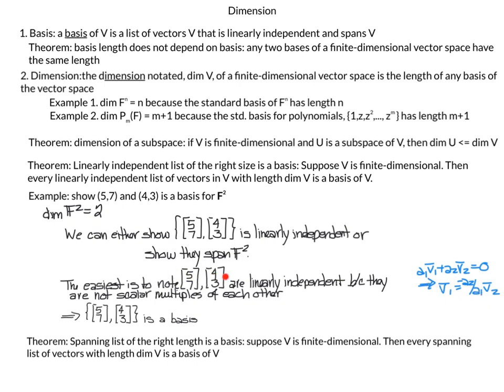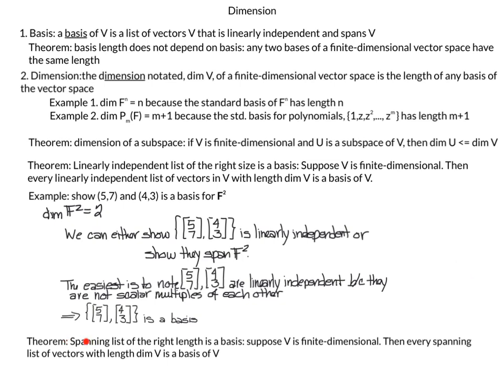And remember, the reason why it needs to be non-trivial is so that this division is not by 0. Here you can see these two vectors, (5,7) and (4,3), are not scalar multiples of each other, and therefore they're linearly independent. So it's easiest to note that (5,7), (4,3) are linearly independent because they are not scalar multiples of each other, and therefore two linearly independent vectors will span F^2 and then be a basis for F^2.